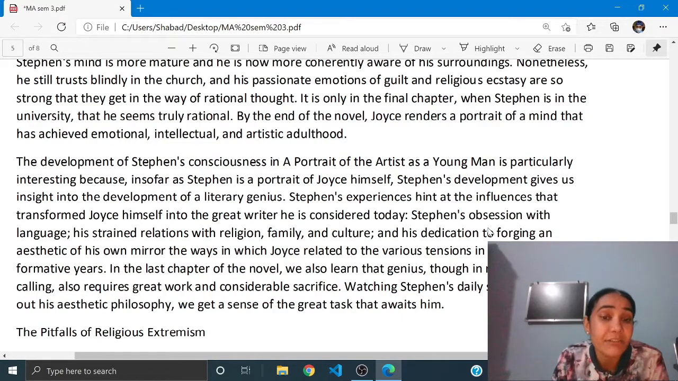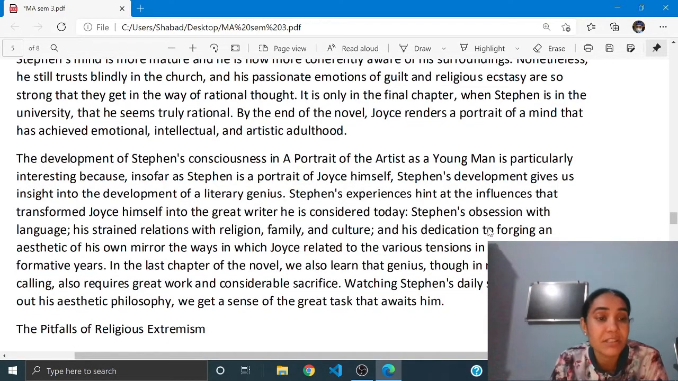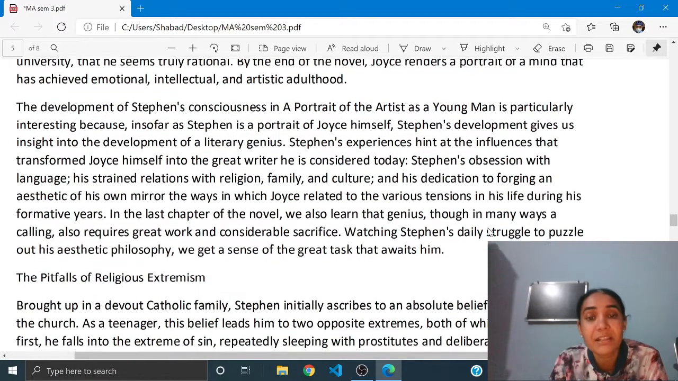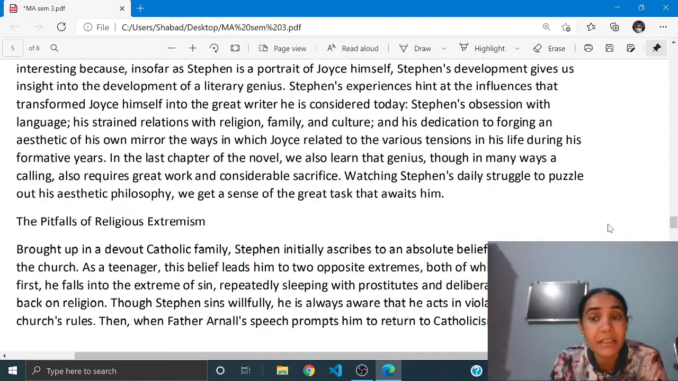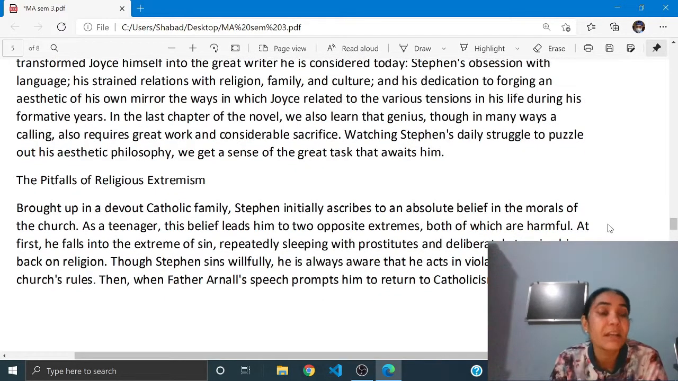In the last chapter of the novel, we also learn that being an artist requires great work and considerable sacrifice. So, watching Stephen's daily struggle to puzzle out his aesthetic philosophy, we get a sense of the great task that awaits him. Another theme that we can talk of is religious extremism.